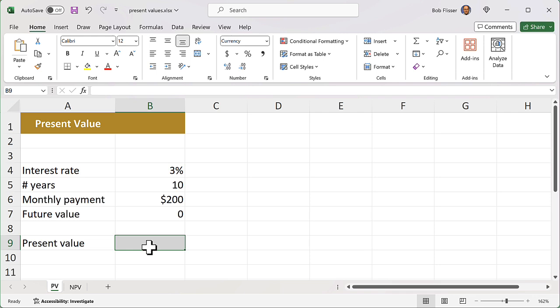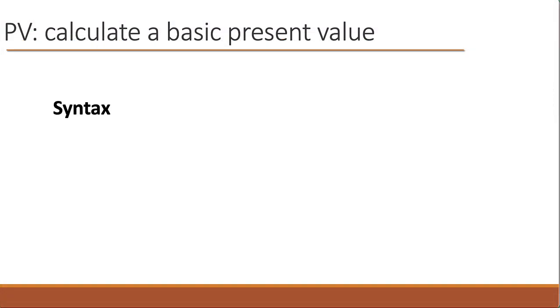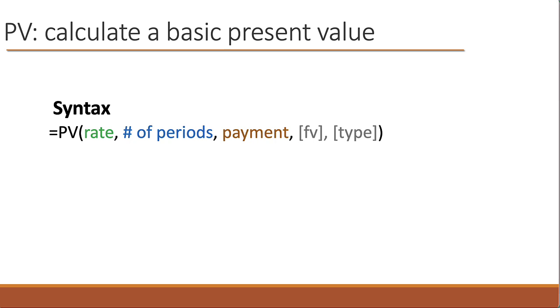First, let's look at the function syntax. The syntax is equals PV, and then we have three required arguments. The first argument is the interest rate. It's typically the yearly rate. The second argument is the number of periods, which is usually the number of months or the number of quarters. The third argument is the payment amount. This needs to be the same amount in every period, every month or every quarter. You might say to yourself, but wait a minute, what if I anticipate different amounts each period? That's where we use the net present value function, which I'm going to show you next.